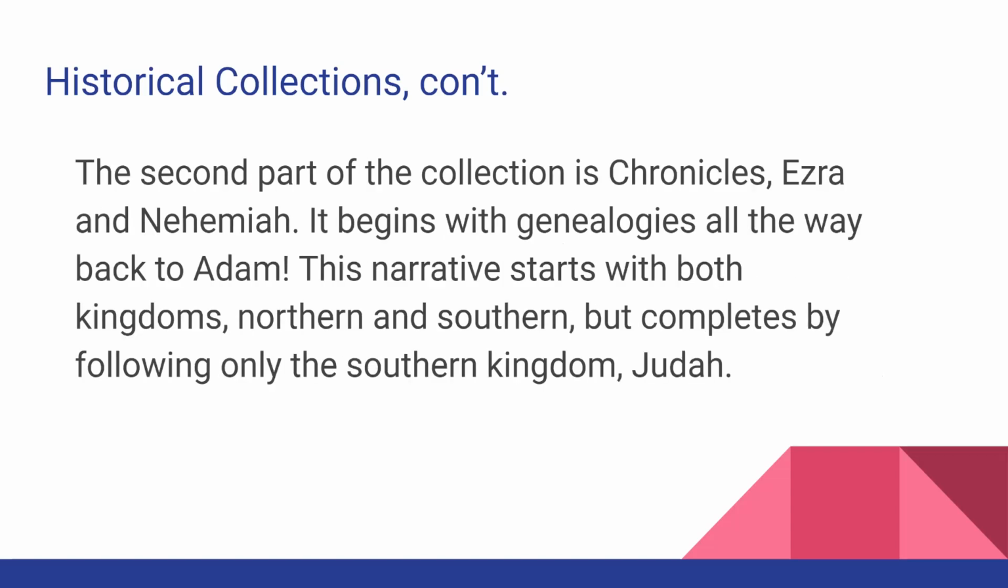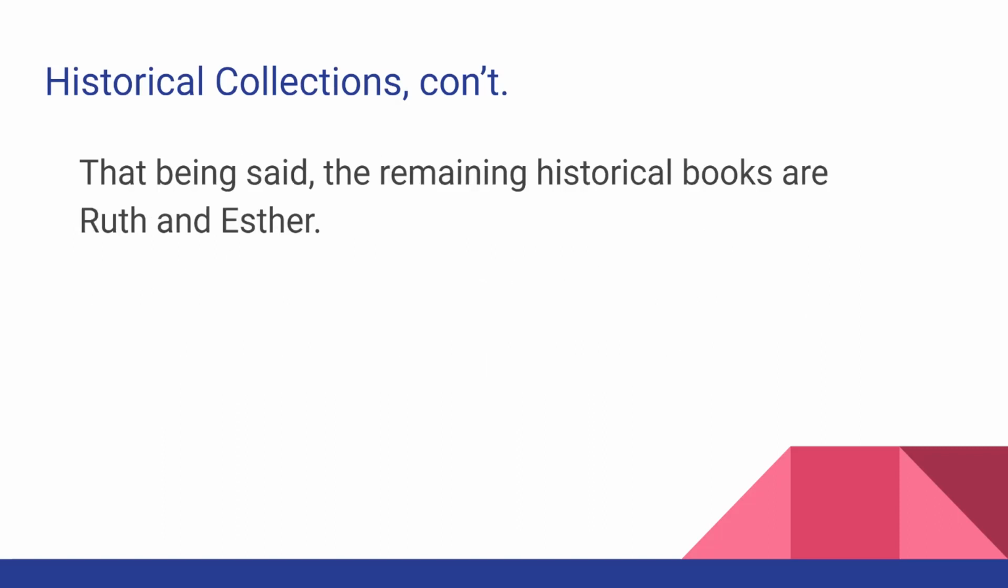The second part of the collection is Chronicles, Ezra, and Nehemiah. And it begins with the genealogies all the way back to Adam. This narrative starts with both kingdoms, the northern and southern, but completes by following only the southern kingdom of Judah. And that being said, there are two remaining historical books, the books of Ruth and Esther.